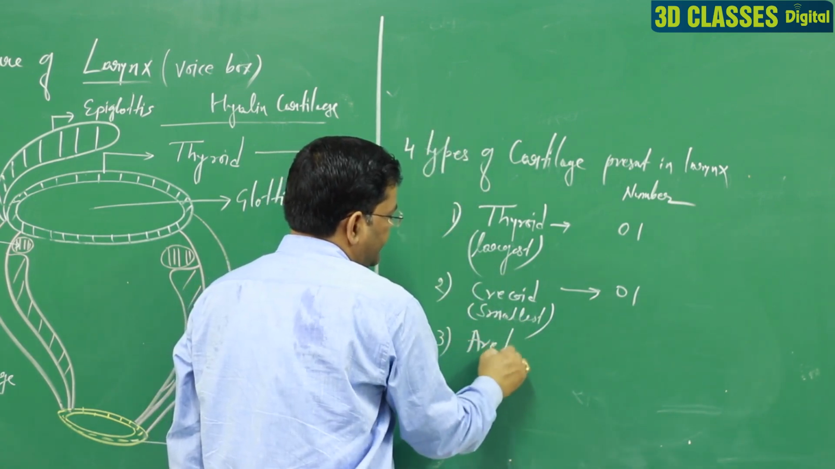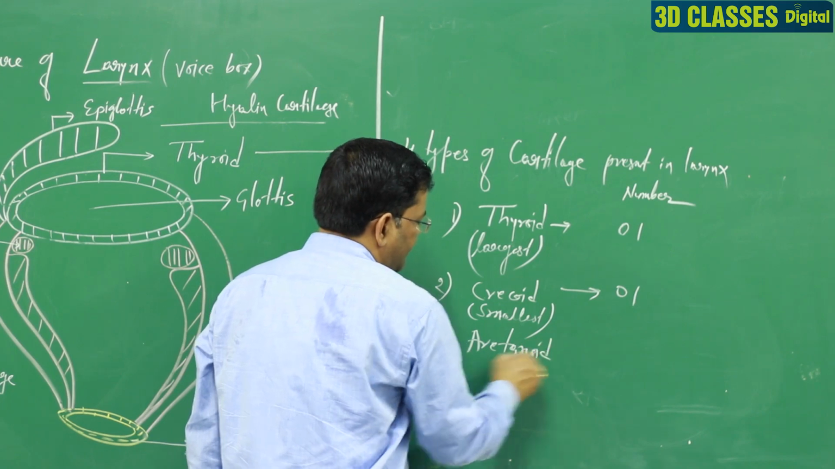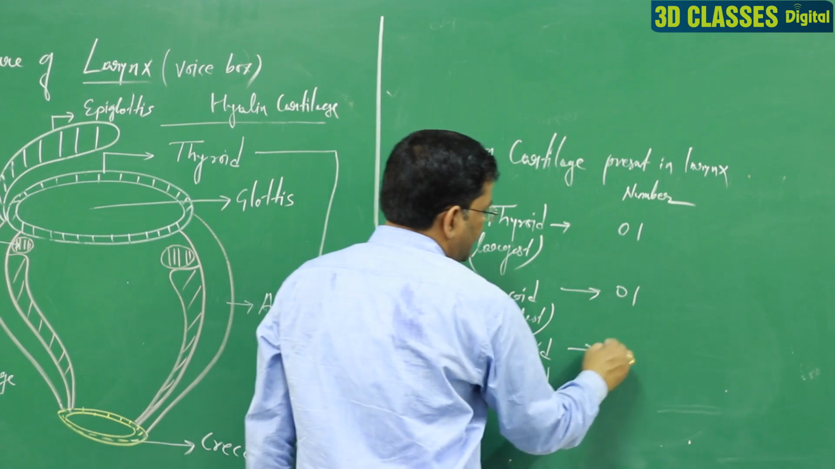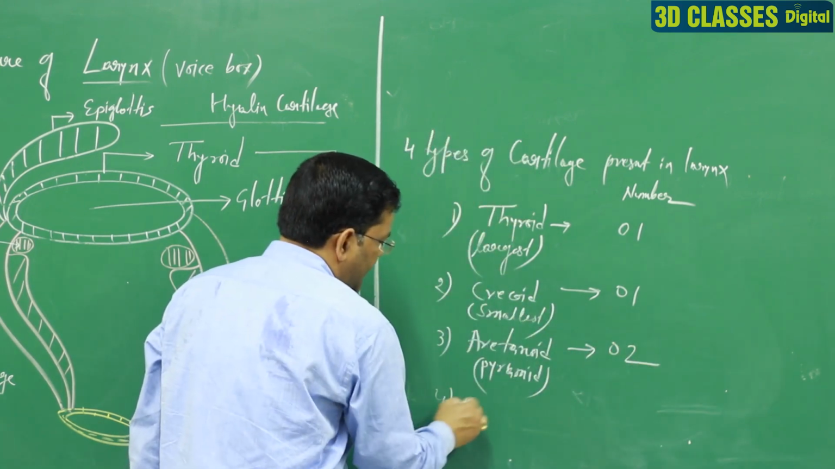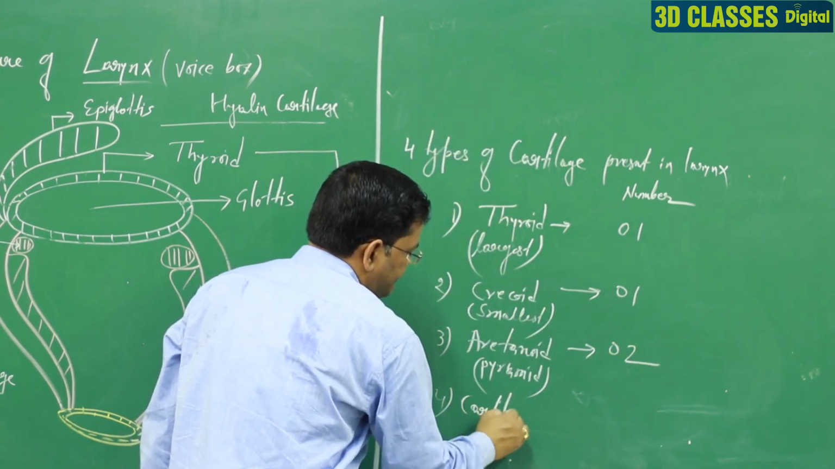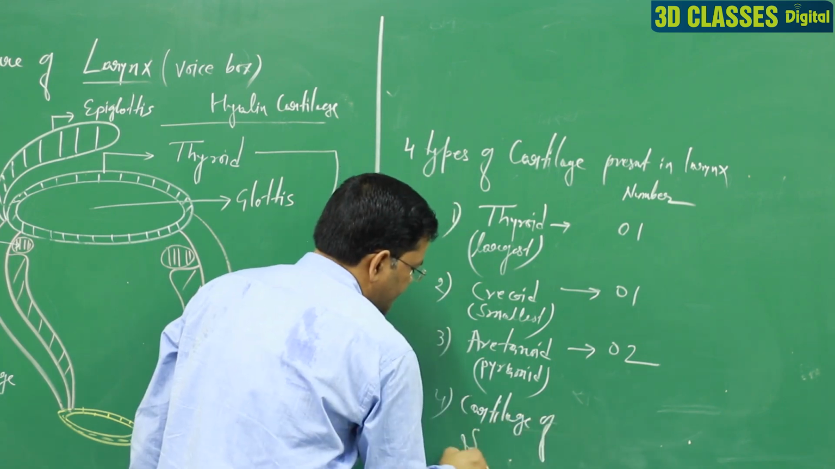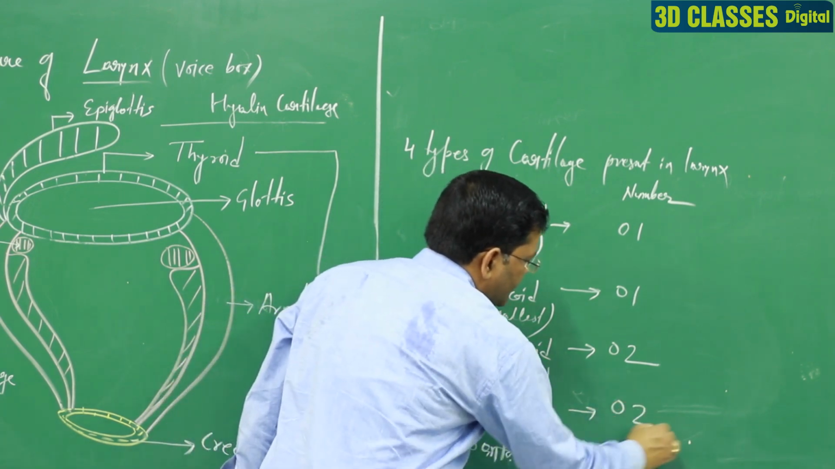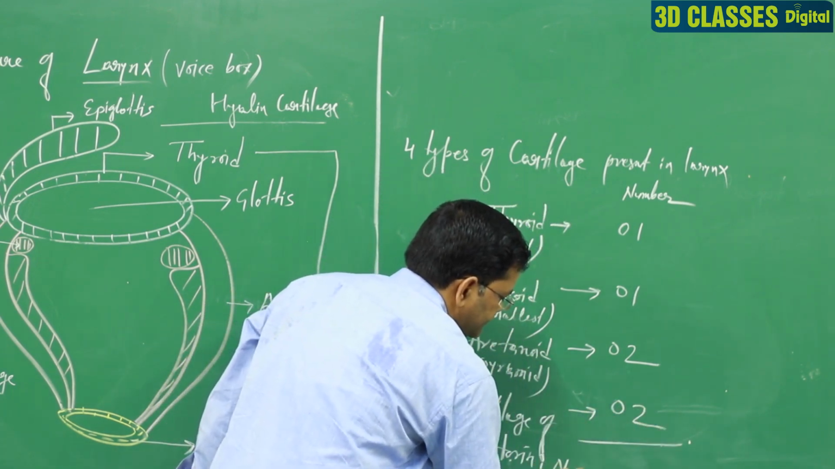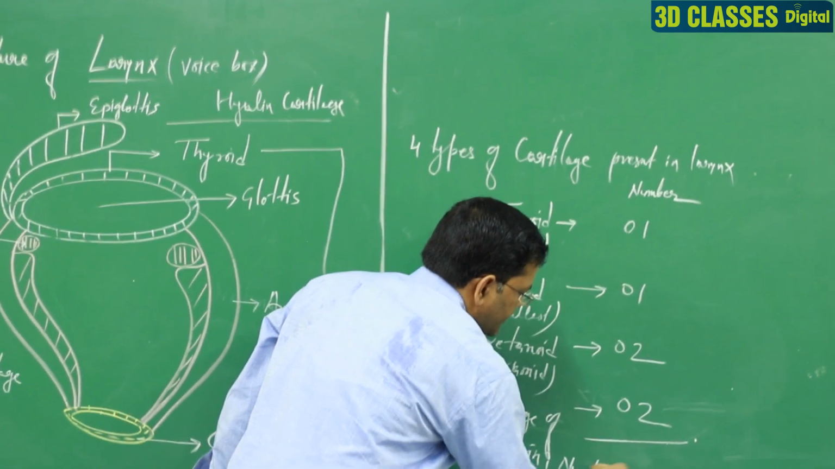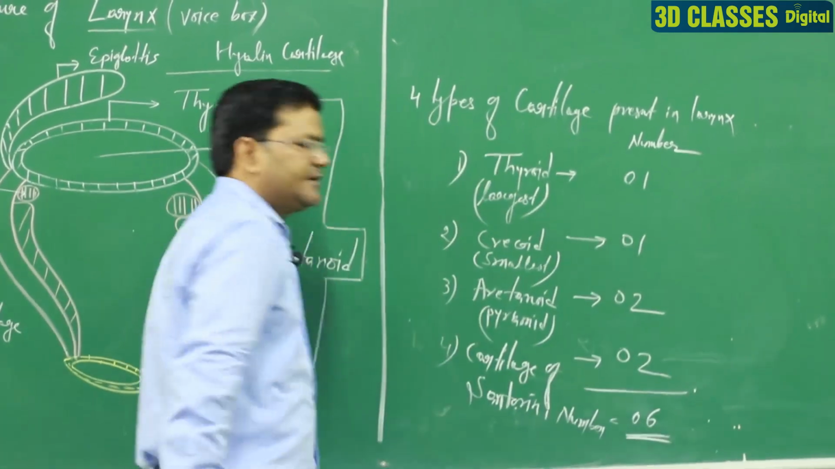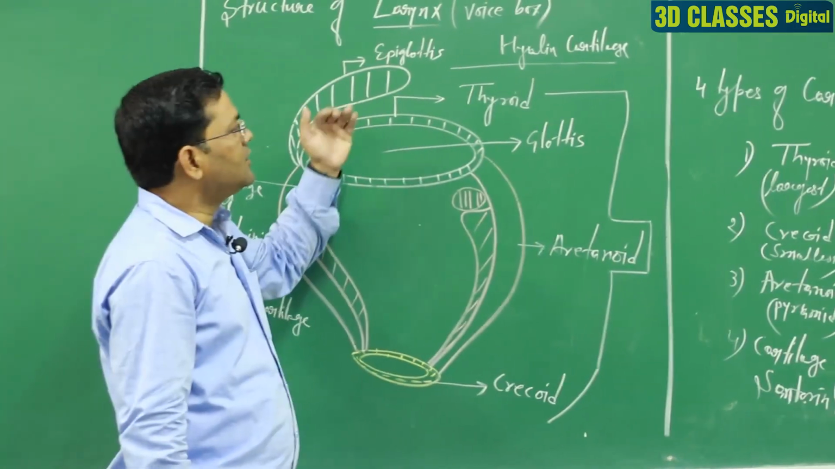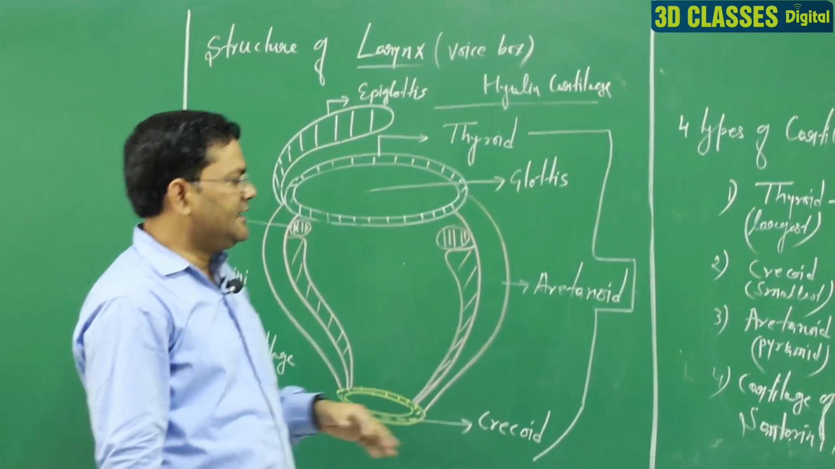Arytenoid. It is pyramid shaped, and its number is 2. And cartilage of Santorini, its number is also 2. So if you count the total number, it is 6. That means the total number of cartilages in the larynx is 6.